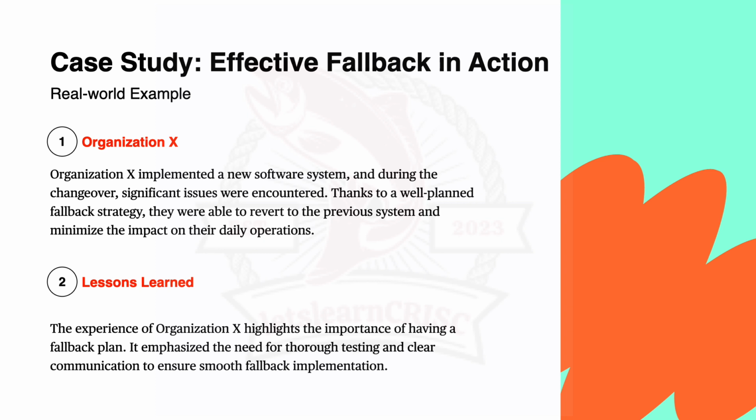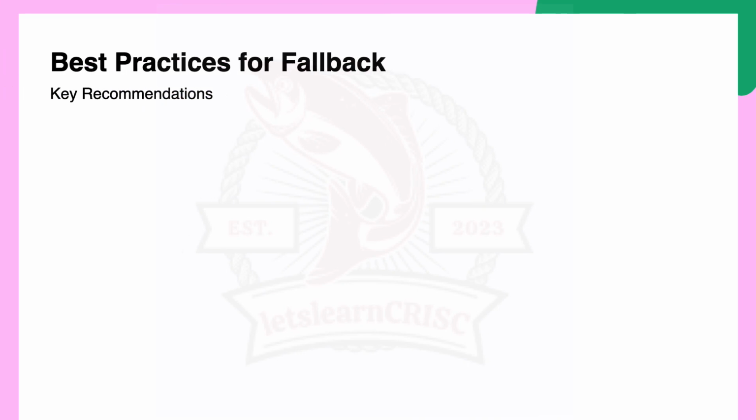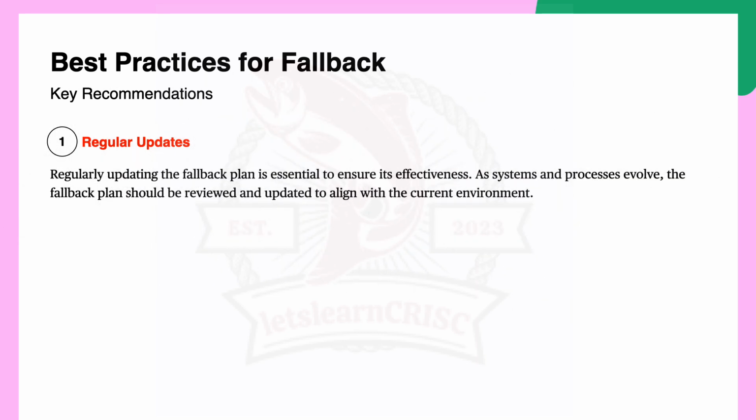So in simpler terms, organization X faced challenges during the software system change, but their effective fallback plan helped them quickly switch back to the old system, ensuring minimal disruption. So friends, the lesson learned emphasized the importance of thorough testing and clear communication in making fallback strategies successful, right? Next we'll discuss the best practices of fallback. The first is regular updates.